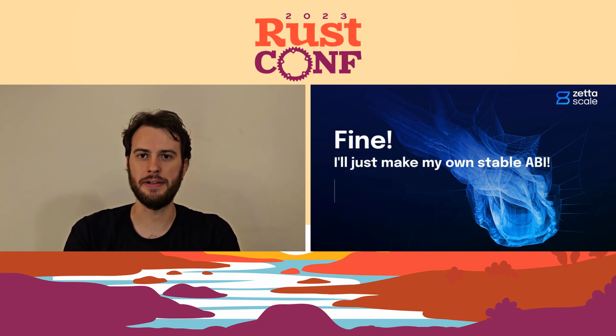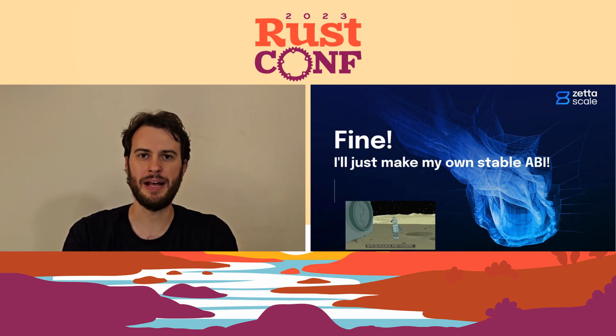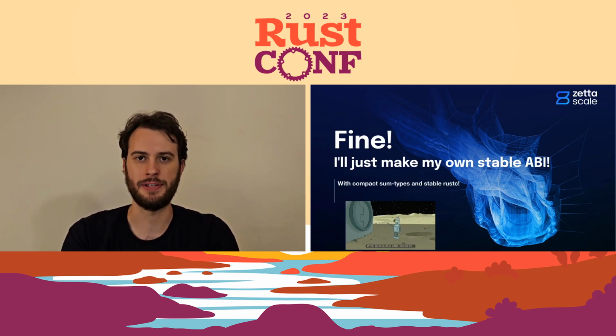Today I'll be doing you a bender and go, fine, I'll just make my own stable ABI. It will have blackjack and compact sum types, and it will run on stable Rust. But first, some introductions are in order.